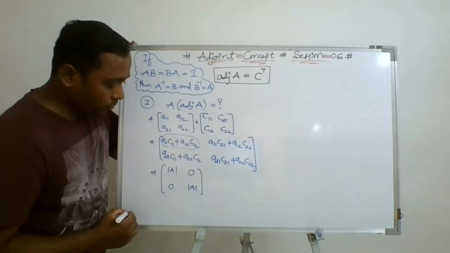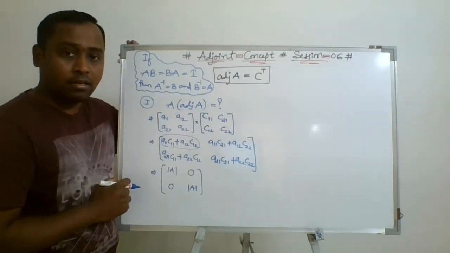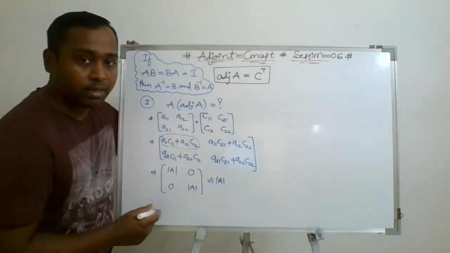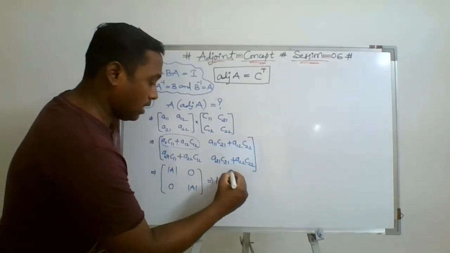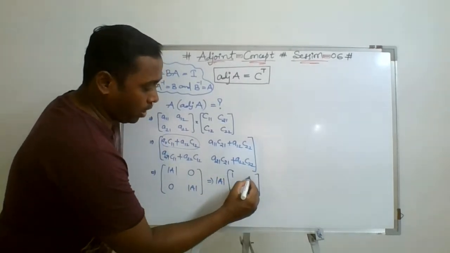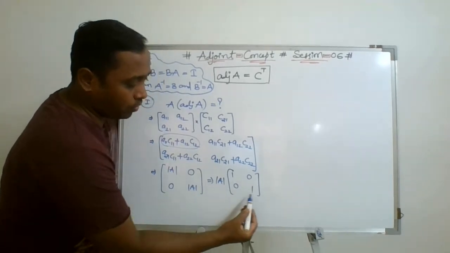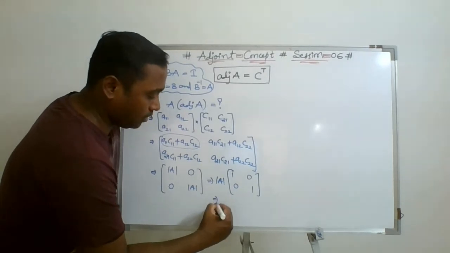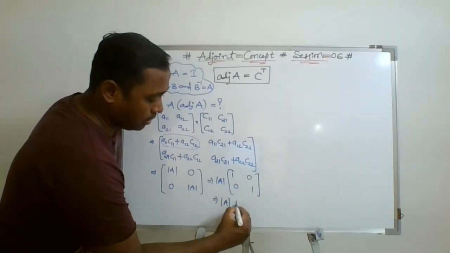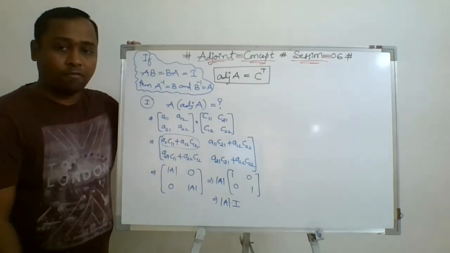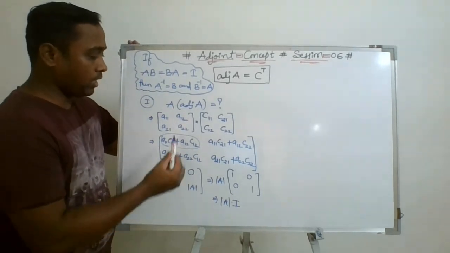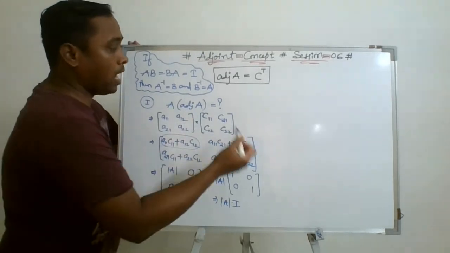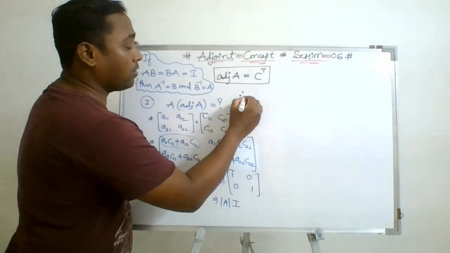So now from this entire matrix, I can take det A as a common element. Hence, what is left is 1, 0, 0, 1, which is reduced to the identity matrix. So I can write it as det A into I. So finally, what I have concluded is that A into adjoint A will give det A into I. So that is the result I am going to write here.